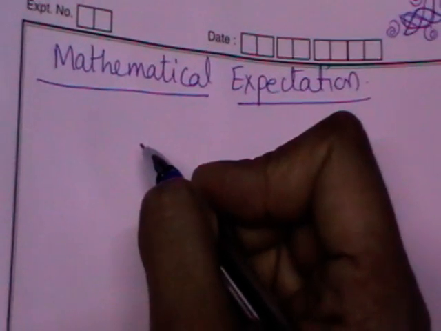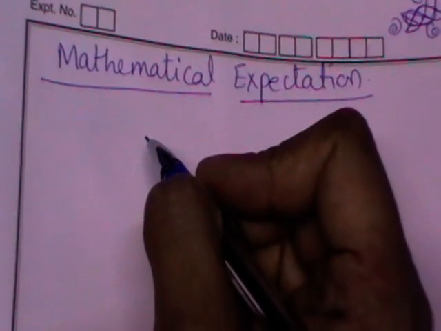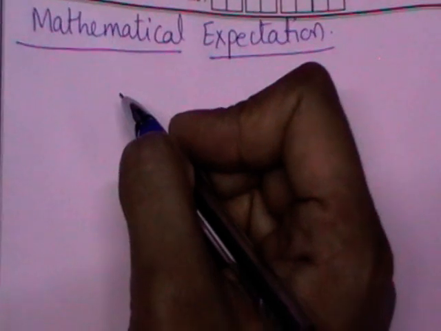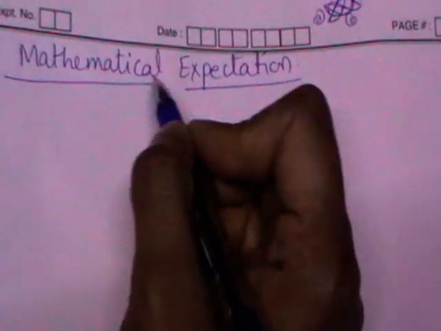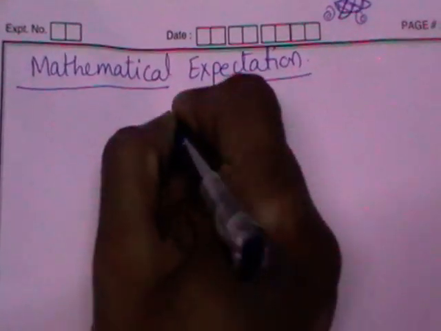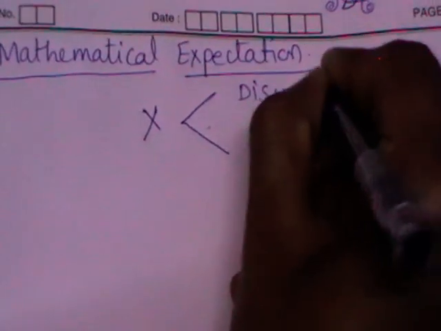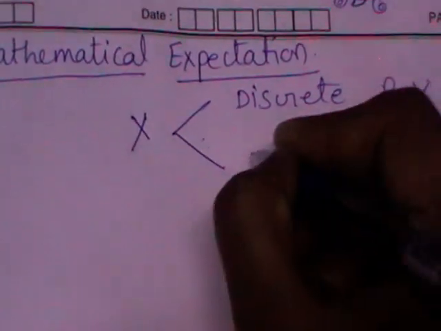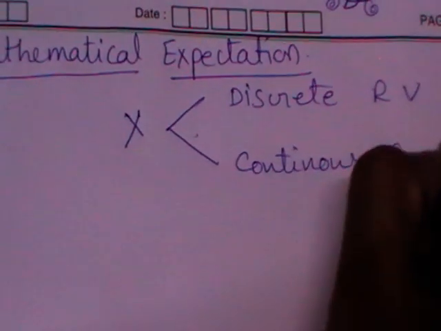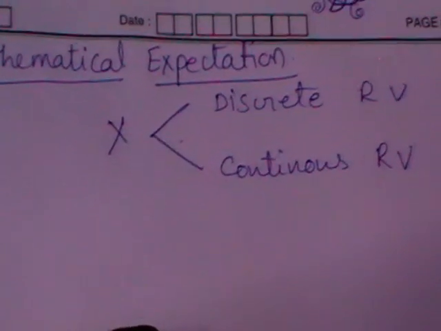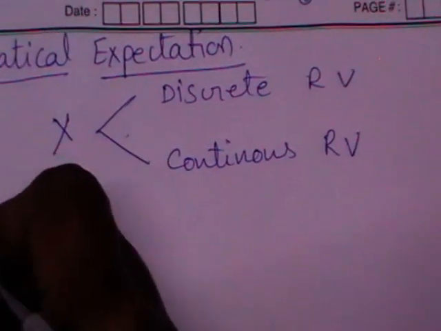First, binomial distribution, its mean, variance, and also Poisson distribution, mean, variance. So we have two other theorems here under the concept called mathematical expectation. We know that we have two types of random variables called discrete random variable and continuous random variable.